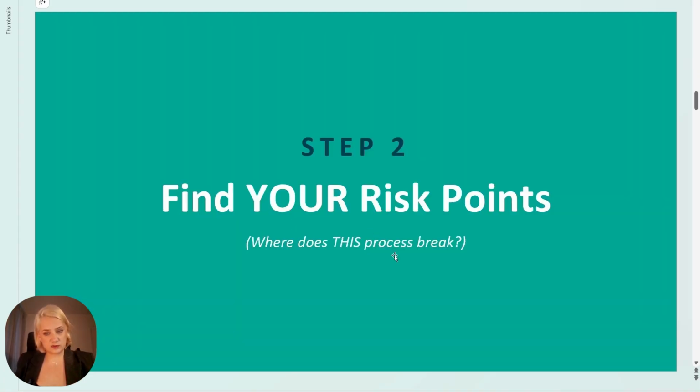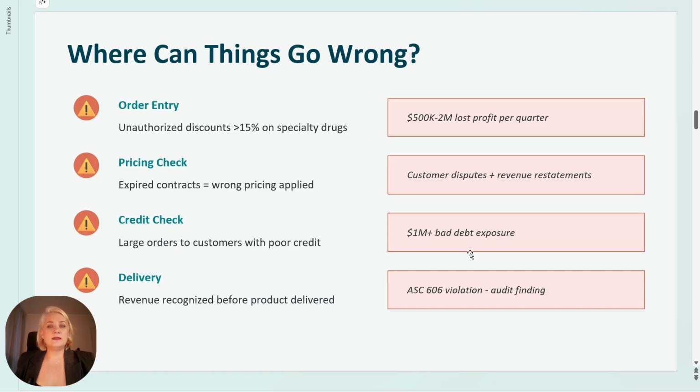So once you determine that, we need to find the risk points. Where does this process break? And then, as I said, we have this, what could go wrong. So for instance, order entry, unauthorized discounts. Could be creating the loss.